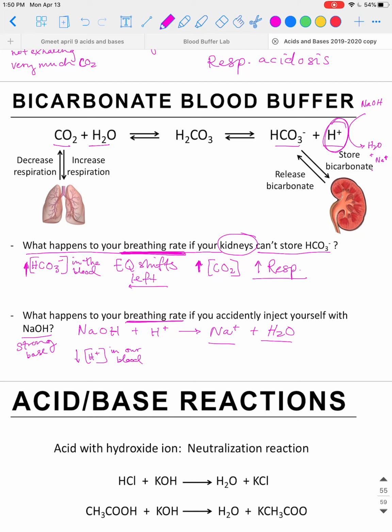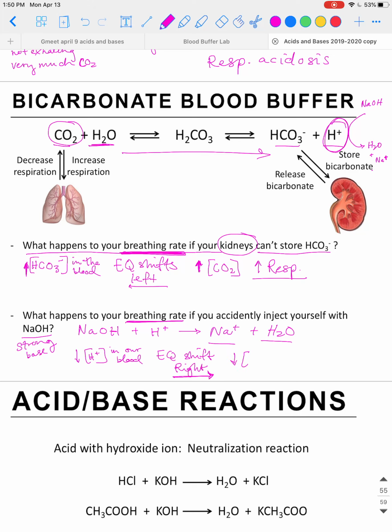goes down. If we decrease the concentration of a product, Le Chatelier's principle says that equilibrium will shift in a direction to replace the thing we take away. So equilibrium will shift right to replace H plus. We're taking H plus away, so it's going to shift right to make more H plus. When the equation shifts this way, we're going to make more of our products. So that will restore the concentration of H plus, but how is that going to affect our breathing?